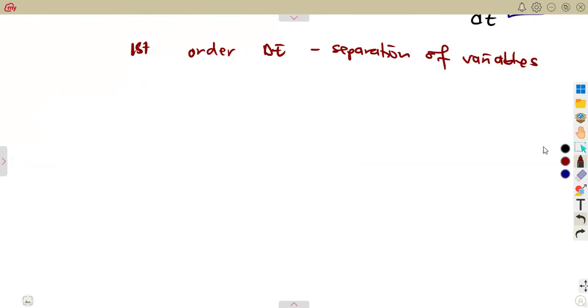All right, so like I said, we're going to have first order differential equation, separation of variables. So we're going to talk of the separation of variables. Like I said before, to separate variables, it simply means what is of X is supposed to be with X and what is of Y is supposed to be of Y.